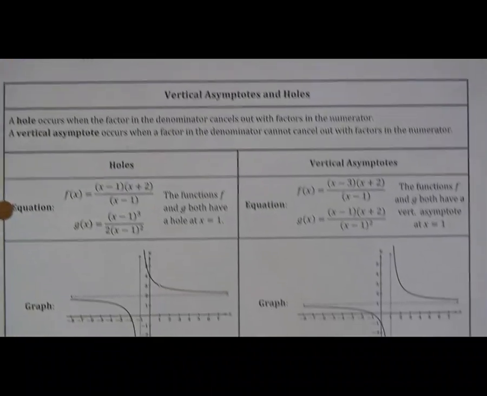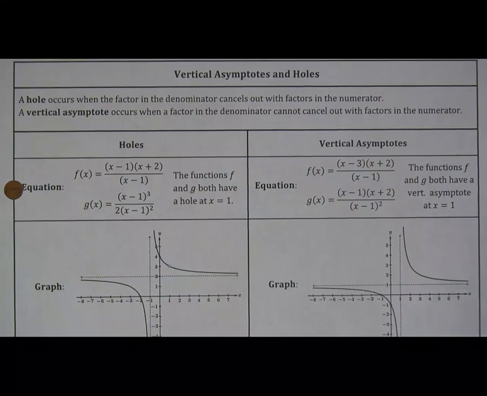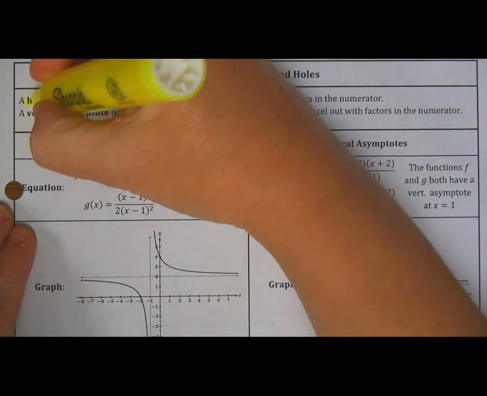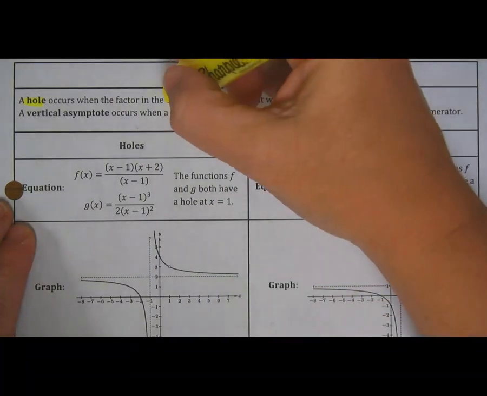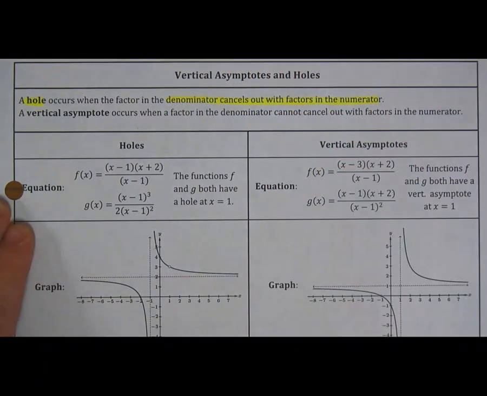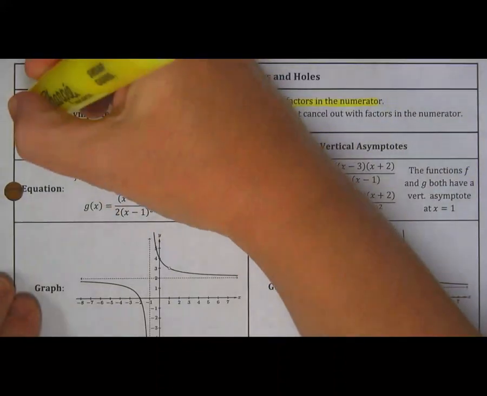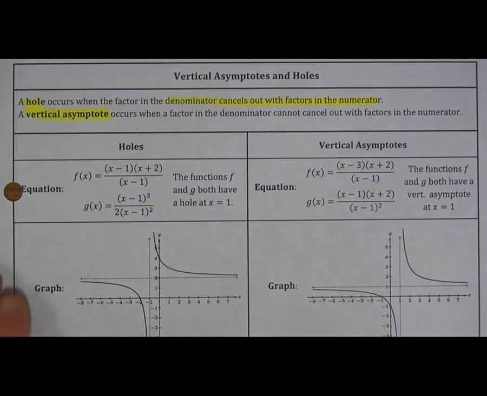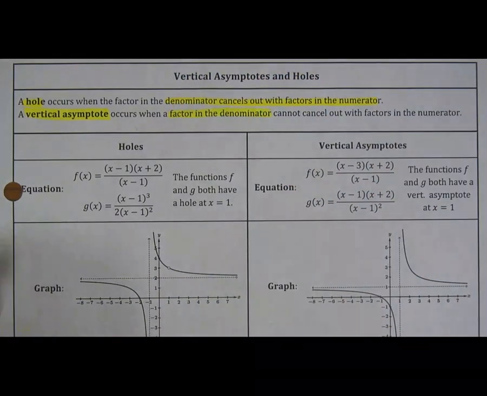So here you just have, like I said, there's not going to be a lot for you to write. I just want you to look at this and listen. A hole occurs when you have a factor that's going to cancel out. So if you see the factor on the top and that same factor on the bottom and they cancel each other out, that's where you have a hole. Sometimes. And a vertical asymptote is going to occur when you have a factor in the denominator that's not going to cancel out with something on the top.